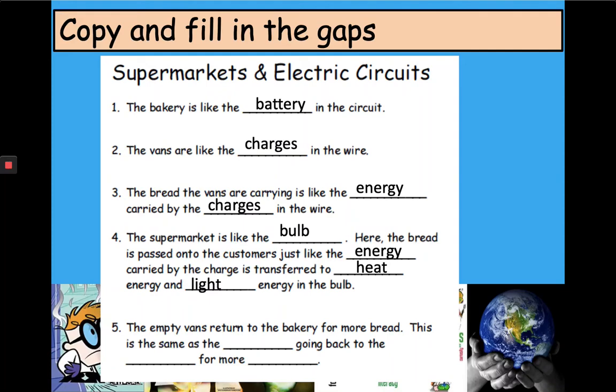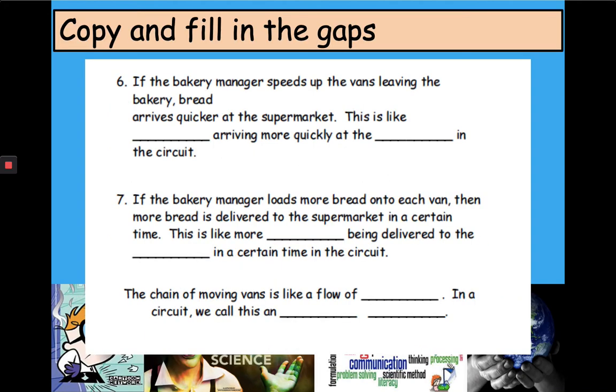The empty vans return to the bakery for more bread. This is the same as the charges going back to the battery for more energy. Just going to go back to the previous slide just so you can have a go at 6 and 7. So again, pause the video, have a go at these gaps, and then we'll go over the answers.